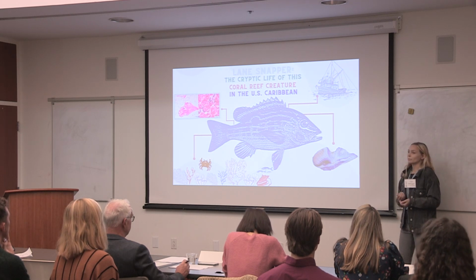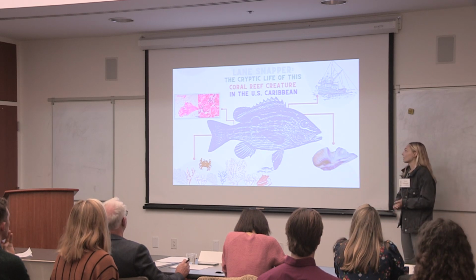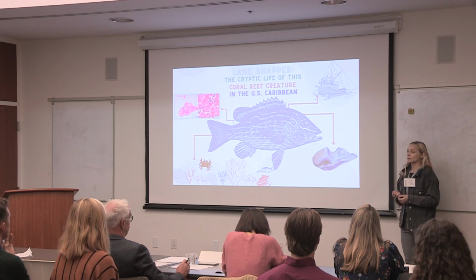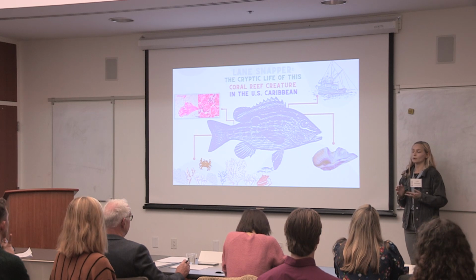After that, I look at the reproductive organs of the fish. Over on that side is a picture of a section of gonadal tissue that has been stained and fixed onto a microscope slide, and I can look at this image and determine whether or not that fish is immature or mature.